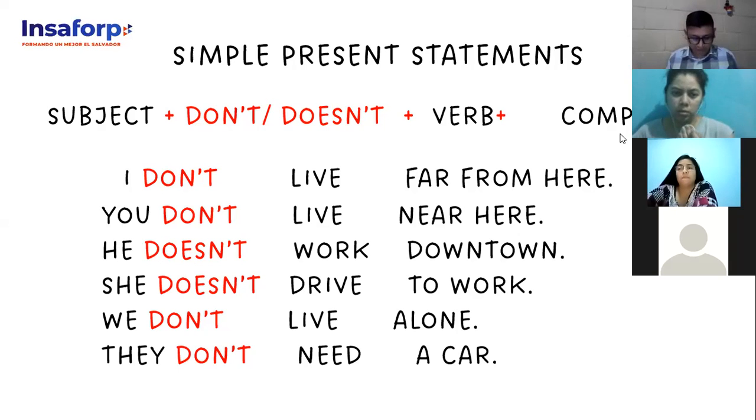He doesn't work downtown. Very good. Subject, he. Auxiliary, doesn't. Verb, work. And complement, downtown. Very good job. Rebecca, continue.